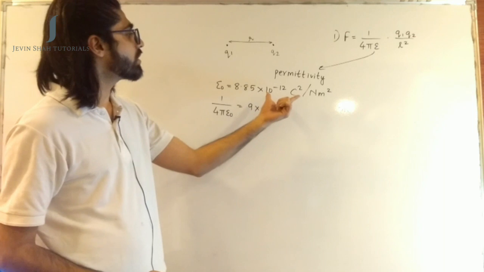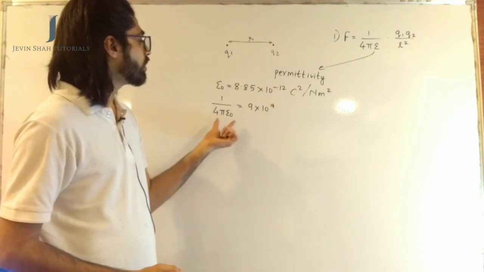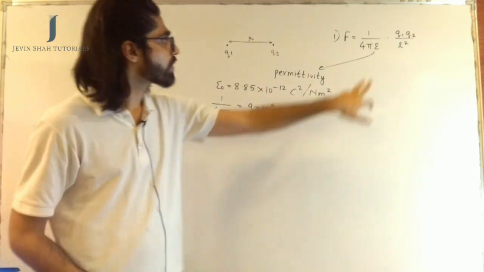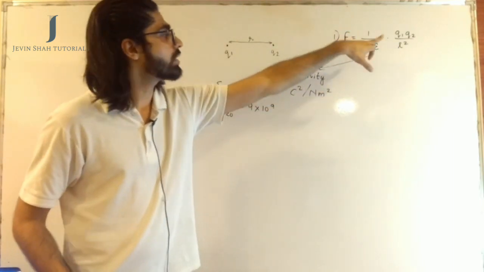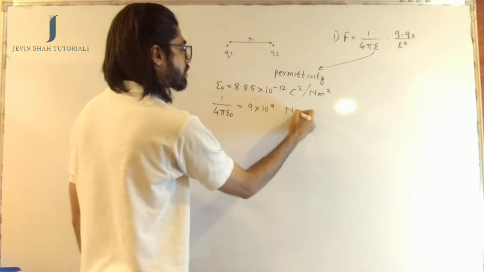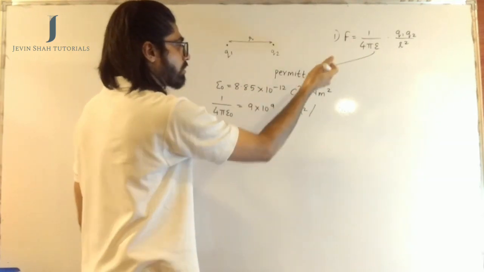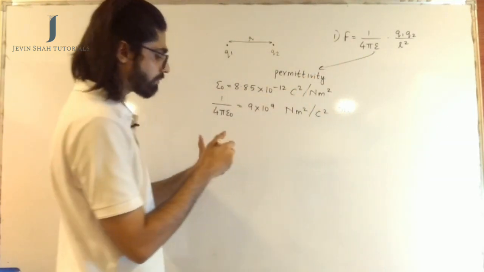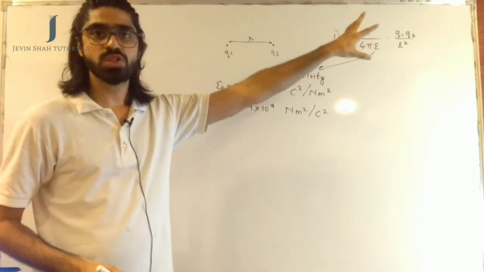And just like you evaluated the unit for this, you can evaluate the unit for 1 upon 4 pi epsilon naught also. Keep that term here and take other terms on the left hand side. So that will be force into R square, that will be Newton meter square, and Q1 Q2 comes in the denominator, making it Coulomb square. So this is something about the first formula.